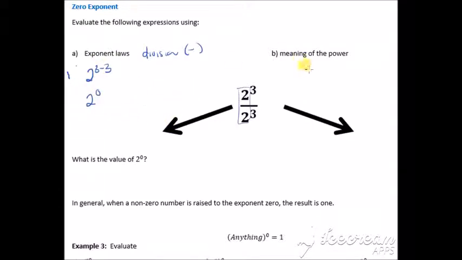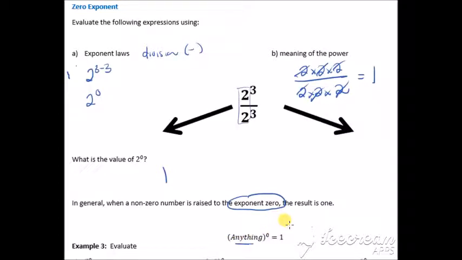Okay, what does that actually mean? Well, if we have 2 times 2 times 2 in the numerator, and then 2 times 2 times 2 in the denominator, these cancel to 1, these cancel to 1, and these cancel to 1. So what is the value of 2 to the 0? Well, it's 1. So the rule is, in general, when a non-zero number is raised to the exponent 0, the result is 1. That's why anything to the exponent 0 equals 1.